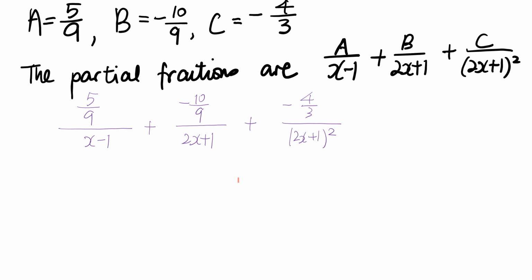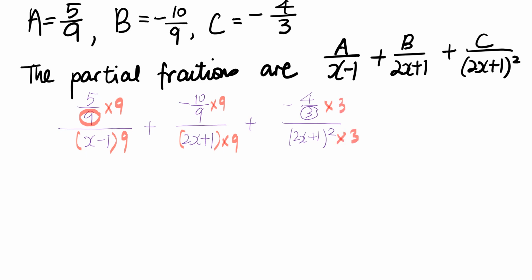So 5 over 9, if you look at 5 over 9, the denominator is 9. So we're going to times 9 at the numerator, also times 9 at the denominator. Similarly, for negative 10 over 9, I'm going to multiply with 9 at the numerator, also at the denominator. So for negative 4 over 3, I can multiply by 9 if you want to, but it's easier to just multiply with the denominator here, which is 3.